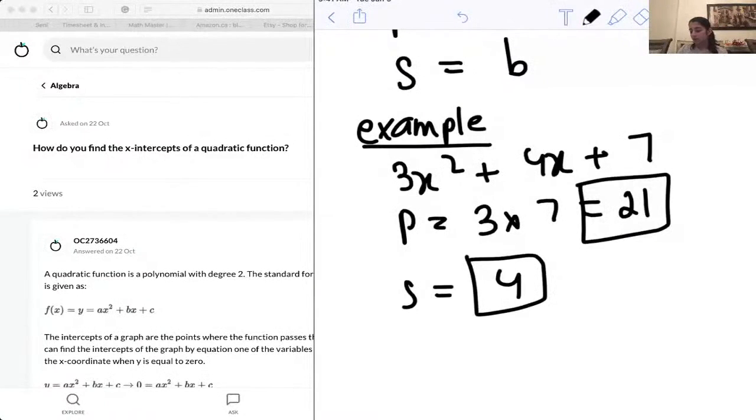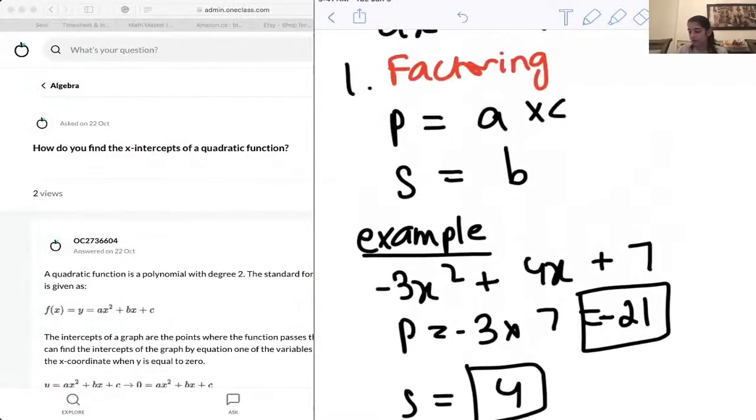So we know that 7 times 3 is 21. Okay, so we know that it's going to be negative 21. We have to find a number that makes negative 21. We know that negative 3 times 7 equals negative 21, and also if we add negative 3 to 7, it will equal 4. So that was our first criteria, finding the numbers.